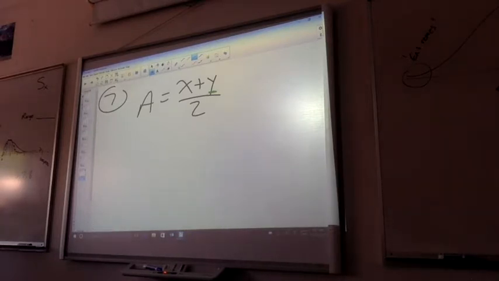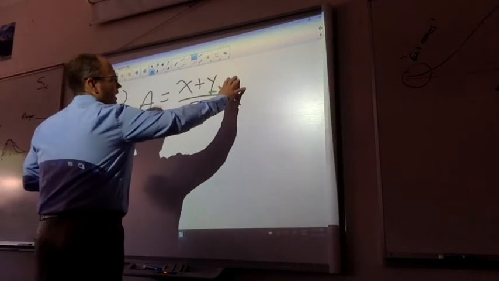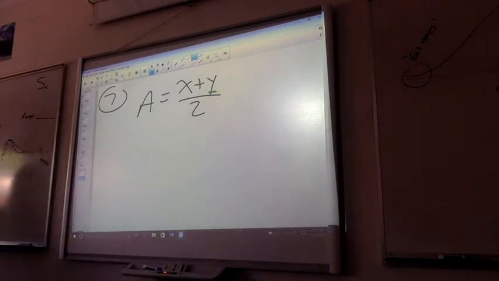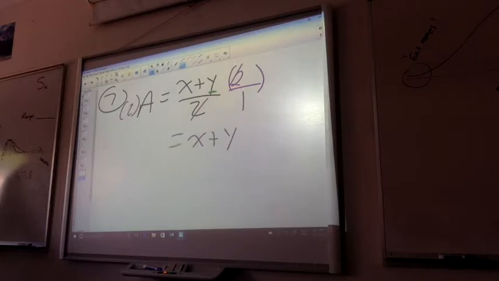So what would undo division? Multiplication. So if I multiply this side by 2 and this by 2, I think I could cancel out the denominator on the one side. So that's basically 2 over 1. So that would cancel that, right? Leaving me x plus y on one side, and 2 times a is 2a on this side.